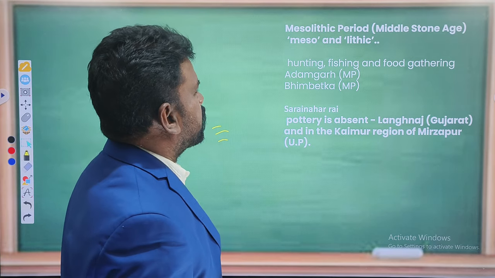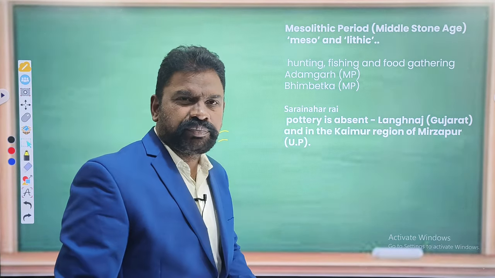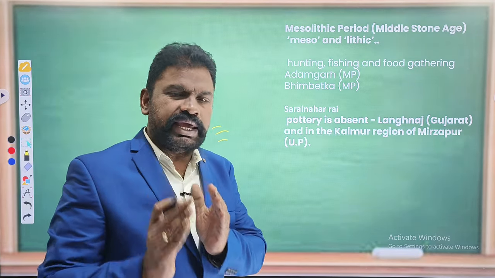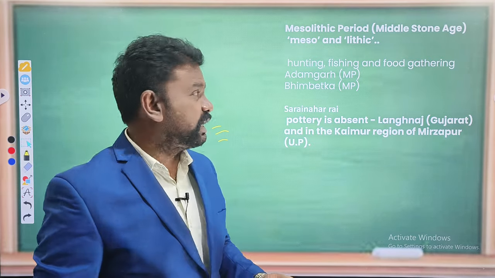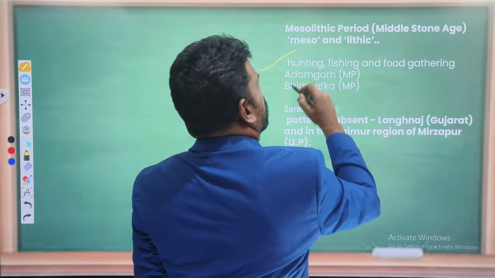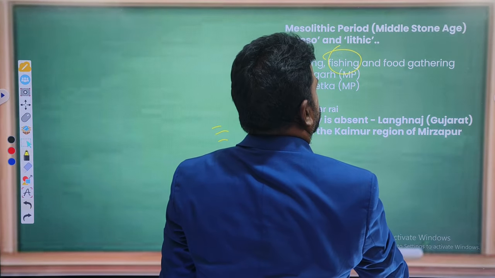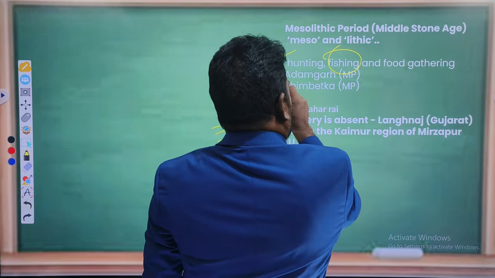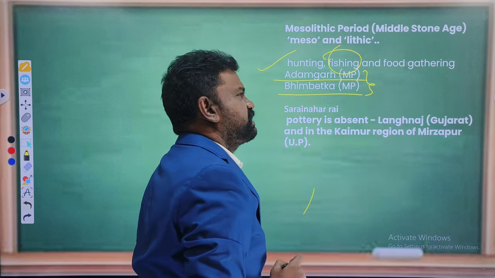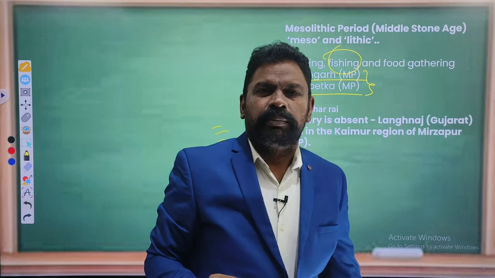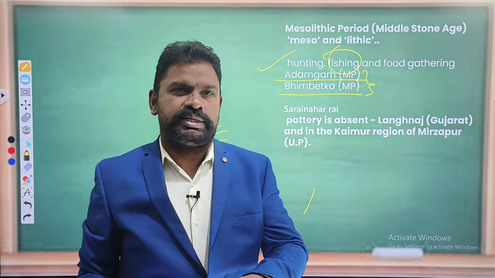Next, we come to the Mesolithic age. Most characteristics carry forward from the Paleolithic age. Hunting continued, but here fishing started. Adamgarh and Bimbetka were the two most important places belonging to the Mesolithic age.